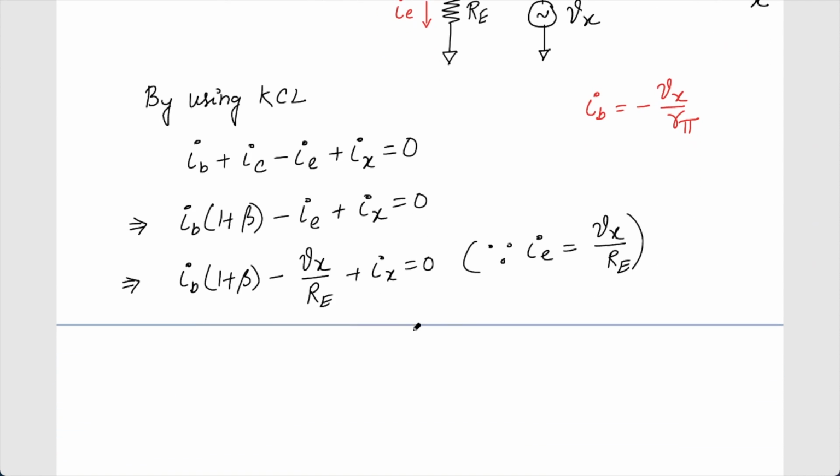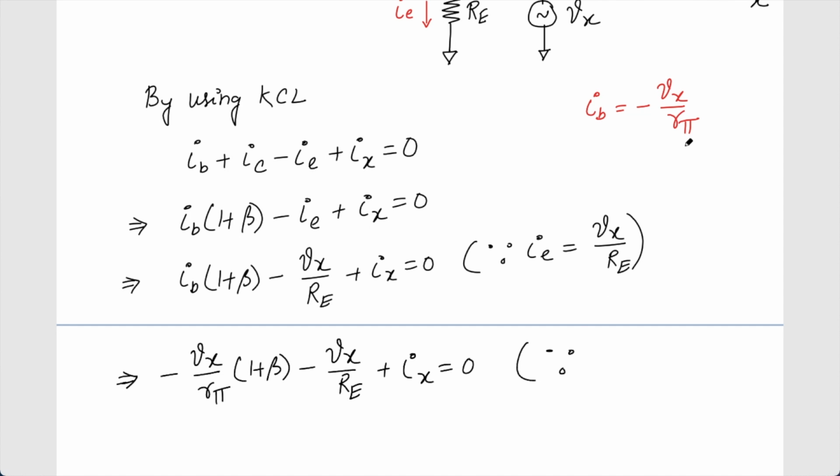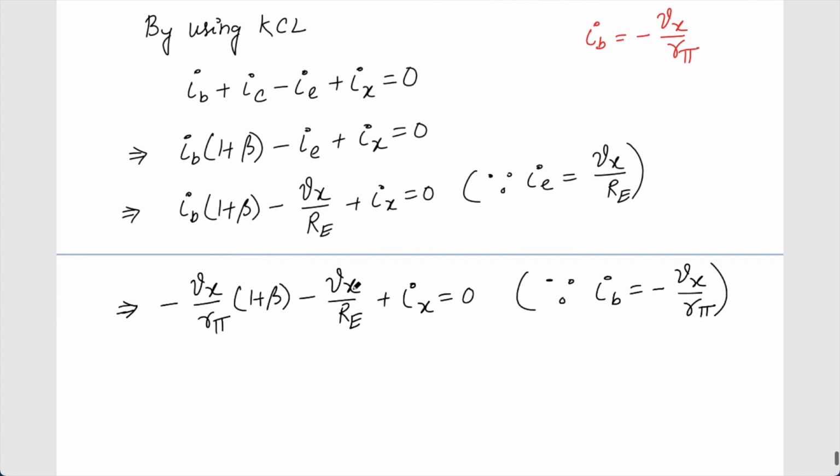So again I can substitute IB as minus Vx by R pi times 1 plus beta, minus Vx by Re plus Ix equal to 0. Again, since this condition is there, IB equal to minus Vx by R pi. Now if you see this expression, I only have Vx and Ix terms. So I will take all my Vx terms one side and the Ix one side. Then my Ix will be, I can take Vx common.